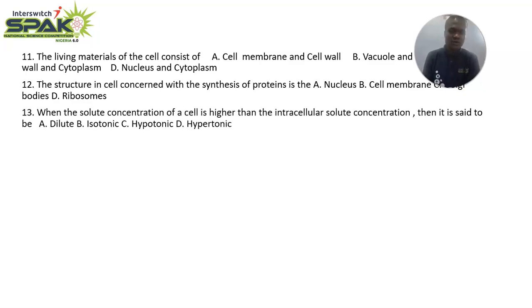When the solute concentration of a cell is higher than the intracellular solute concentration, then it is said to be dash. First, what do you mean by intracellular solute concentration? Intra, not inter. Intra. The options are dilute, isotonic, hypotonic, or hypertonic. When the solute concentration of a cell is higher, the cell is said to be hypertonic with respect.